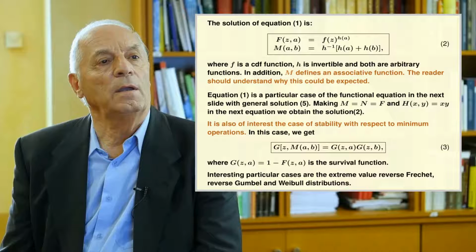Equation 1 is a particular case of the functional equation in the next slide with general solution in expression 5. Making there m equal to n equal to f and h equal to the product x times y in the next equation, we obtain the solution 2. It is also of interest the case of stability with respect to minimum operations. In this case, we get the functional equation 3, where g is equal to 1 minus f, that is, a survival function instead of a distribution function. Interesting particular cases are the extreme value reverse Frechet, reverse Gumbel, and Weibull distributions.